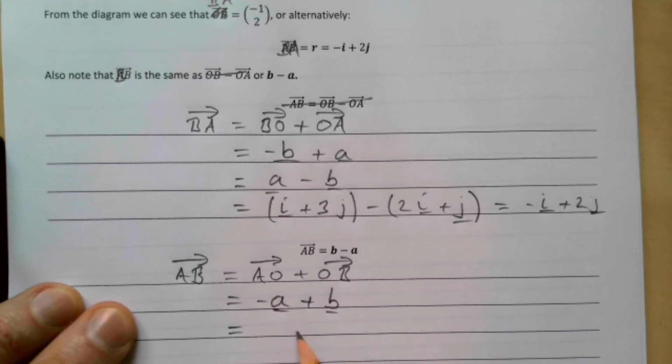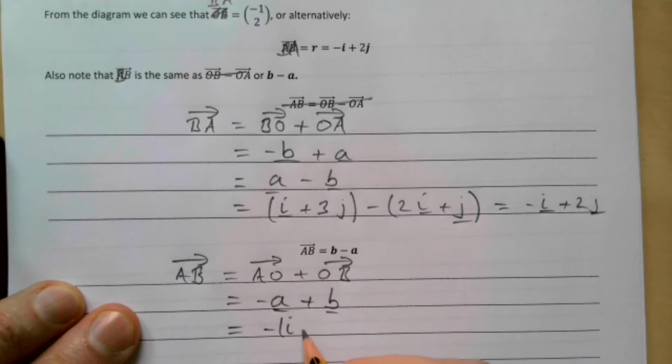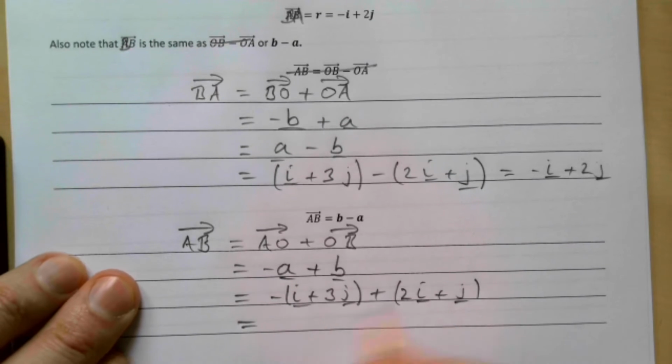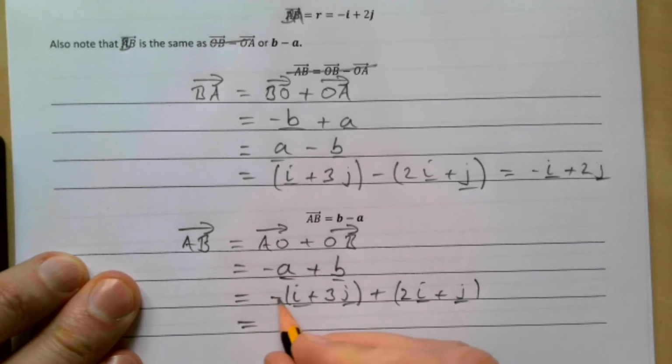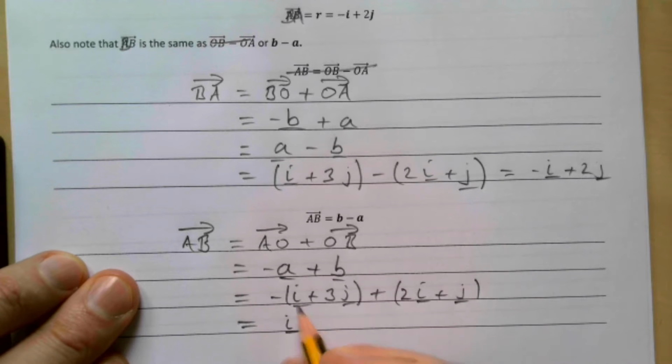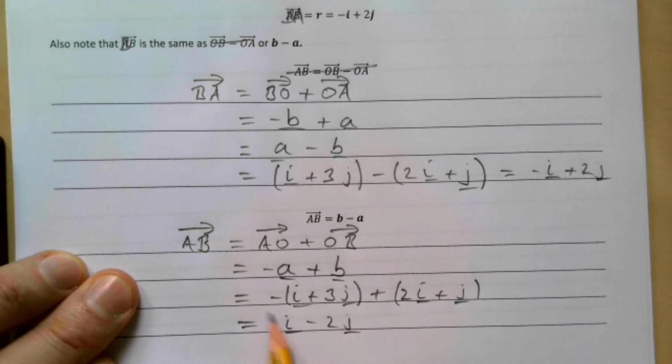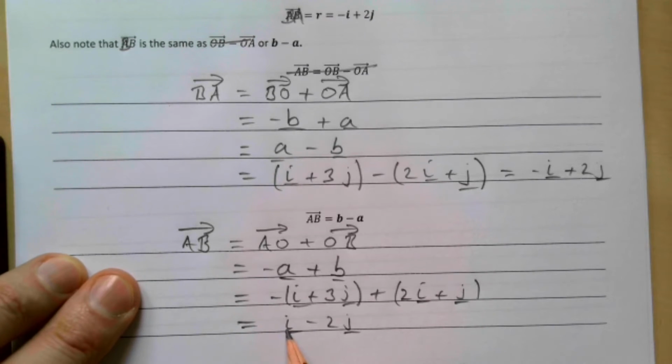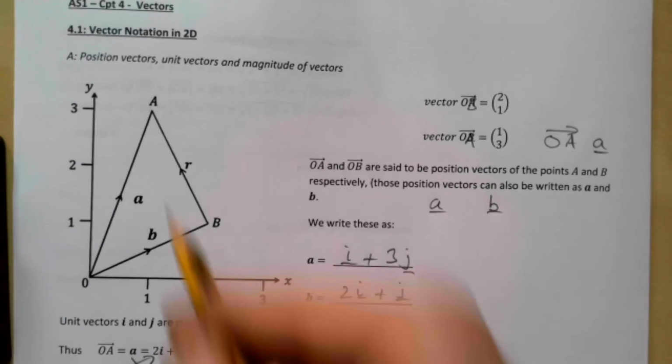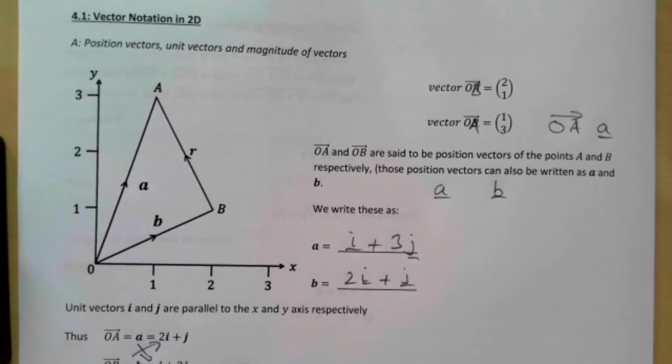Our A, reading it up here, so it's minus i plus 3j, plus the B, which is 2i plus j. Tidying that up, we get an i, because you have minus i plus 2i, and then minus 3j plus j is minus 2j. So that's the vector that takes us from A to B. We reckon it's across 1, down 2. And if I go back up here, yeah, across 1, down 2.